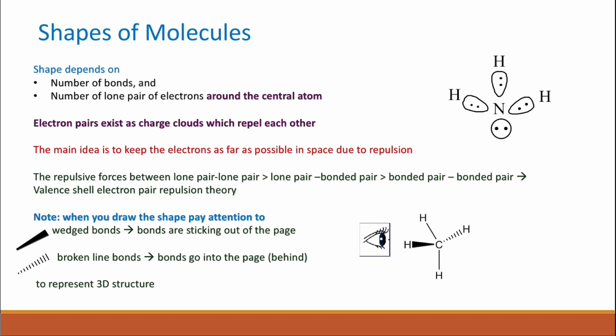Remember that the shape of the molecule is governed by these two factors: number of bonds and number of lone pairs of electrons. The idea is that the pairs of electrons are trying to stay further apart from each other in space. So they will keep away from each other and take that shape. And when we have lone pairs of electrons, the repulsion between lone pairs will be more than the repulsion between a lone pair and a bonded pair, which is more than the repulsion between bonded pair and bonded pair. This is according to the valence shell electron pair repulsion theory.